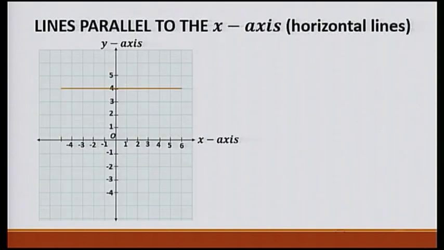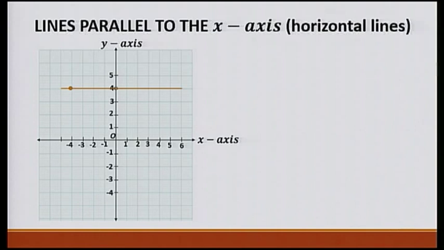Now, let's have a look at lines parallel to the x-axis, that is, horizontal lines. Consider the graph. Look at the line. This horizontal line is parallel to the x-axis. Let's look for some coordinates on the line.